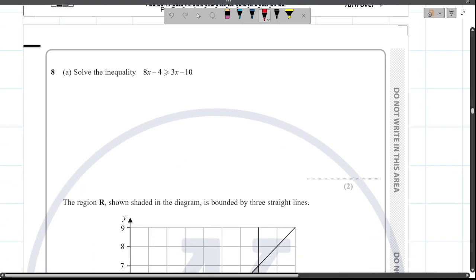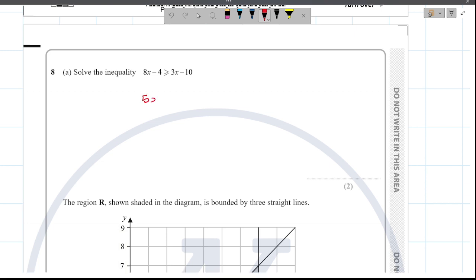Solve the inequality. Subtract 3x on the left side, so it's 5x minus 4 is greater than or equal to negative 10. Then add 4, so it's negative 6. Then divide by 5, negative 6 over 5, or negative 1.2.